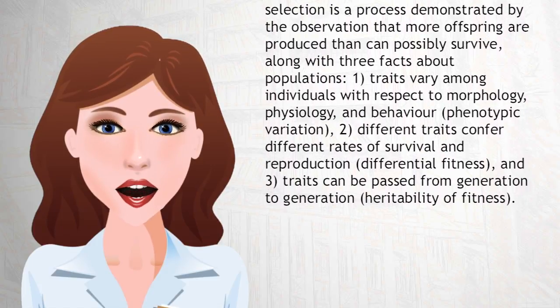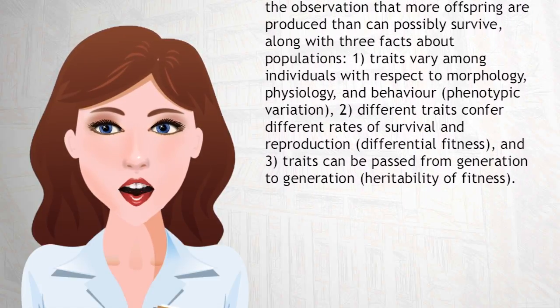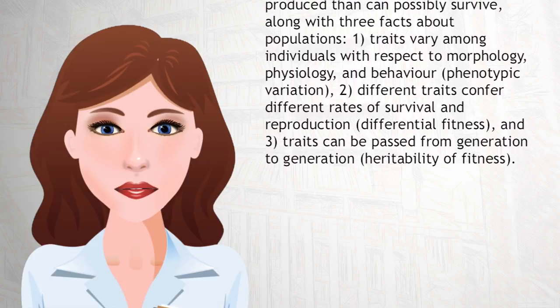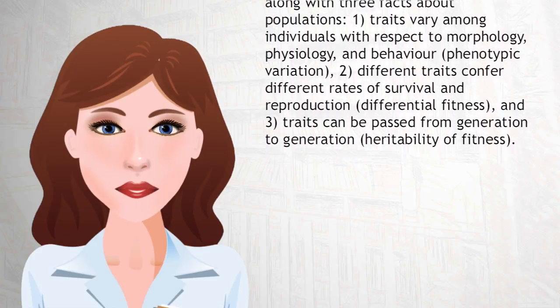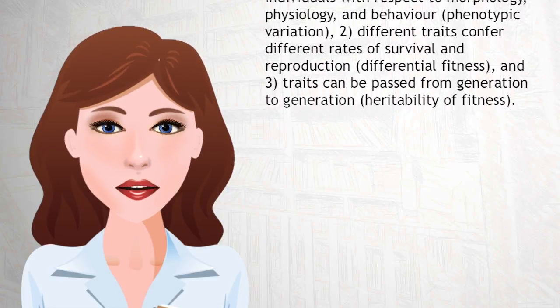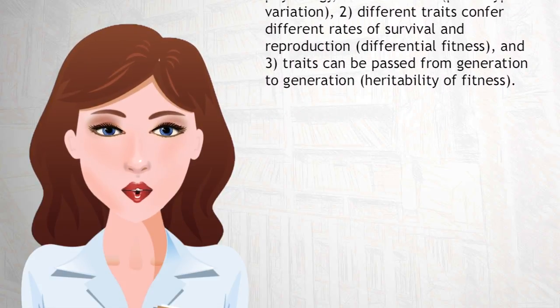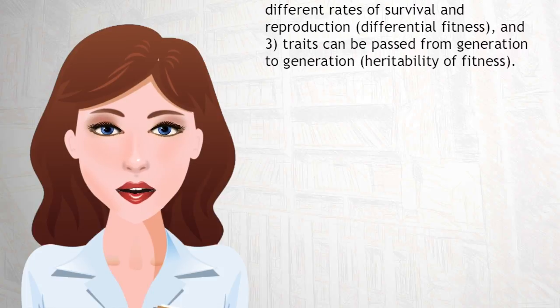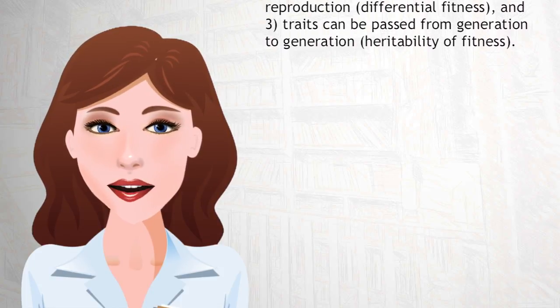1. Traits vary among individuals with respect to morphology, physiology, and behavior (phenotypic variation). 2. Different traits confer different rates of survival and reproduction (differential fitness). And 3. Traits can be passed from generation to generation (heritability of fitness).